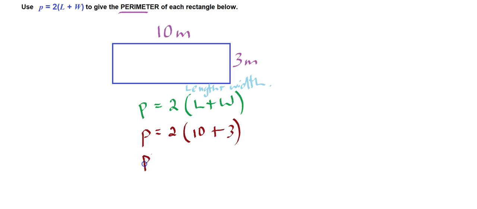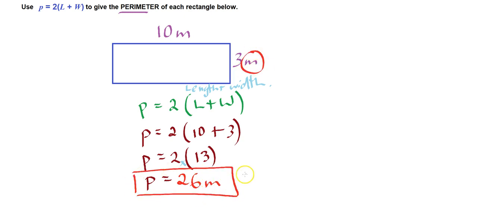The third line of working, let's go through it. Let's go step by step. 2 times whatever 10 plus 3 is, which is 13. And so I now know that 2 times 13 is going to give me the final answer. What is 2 times 13? That's 26. And the unit of measurement is meters. And that is the correct answer.